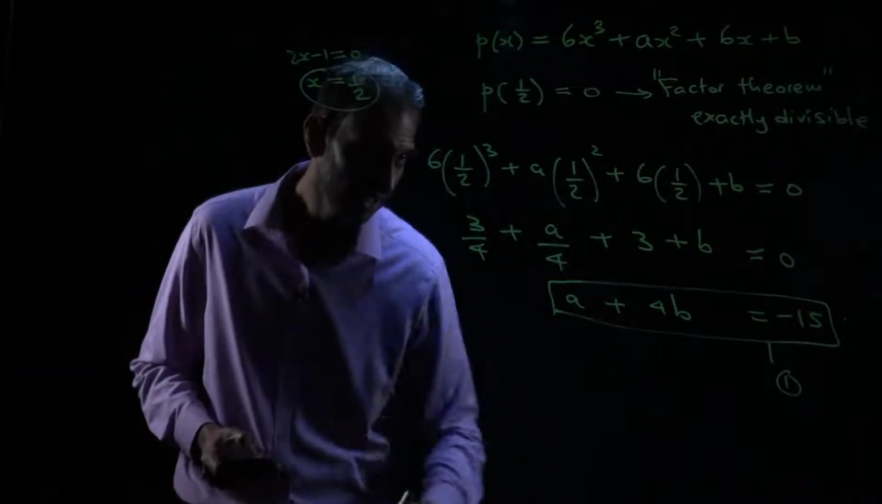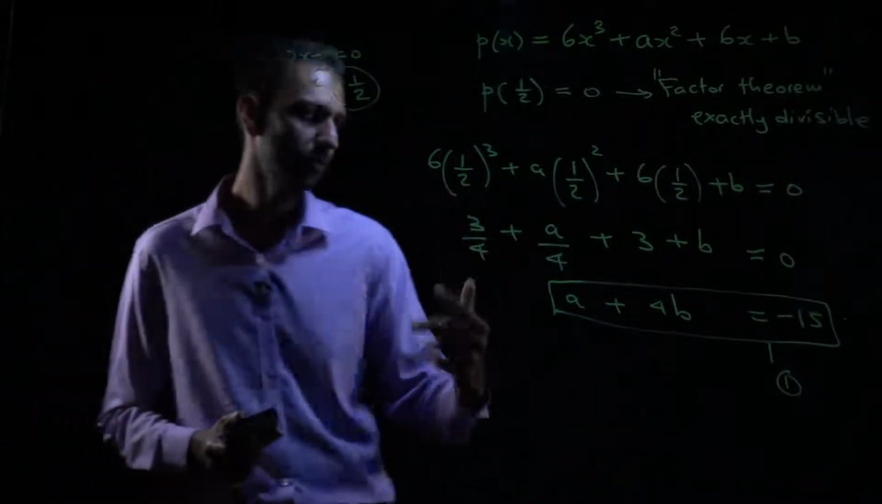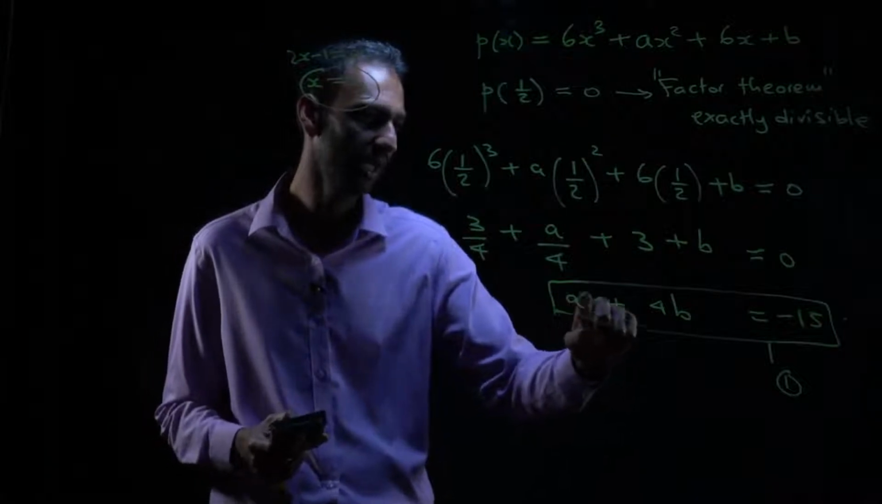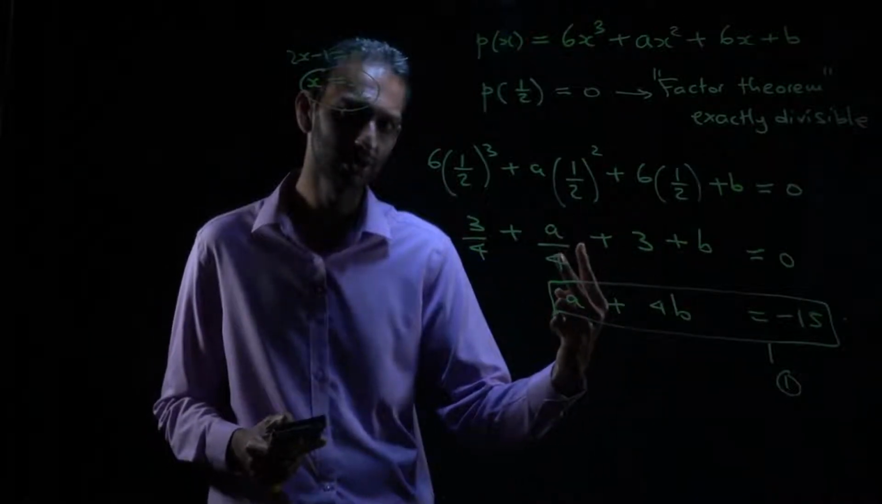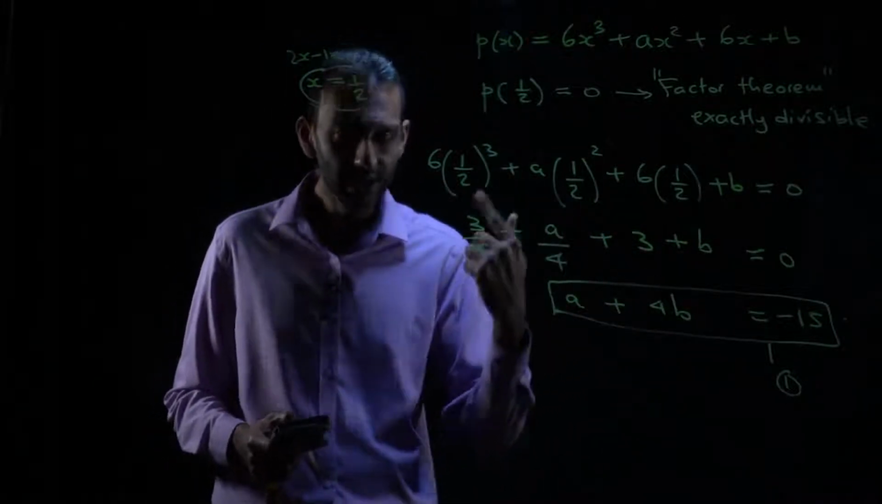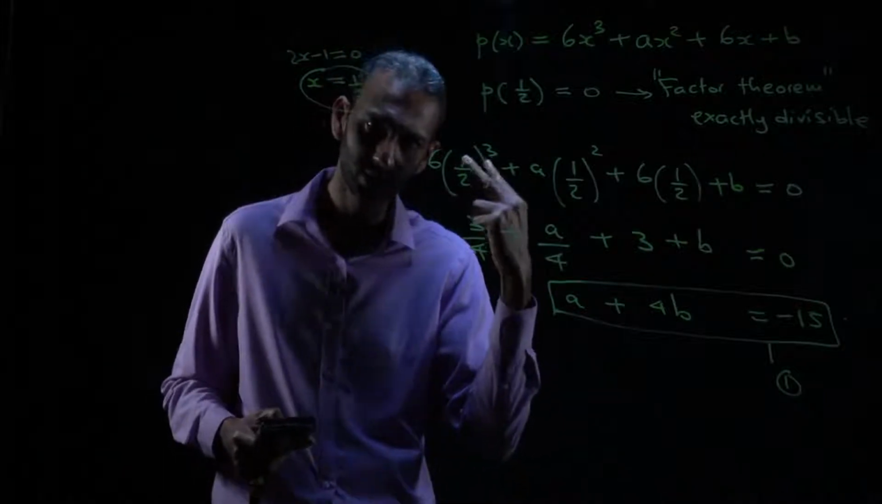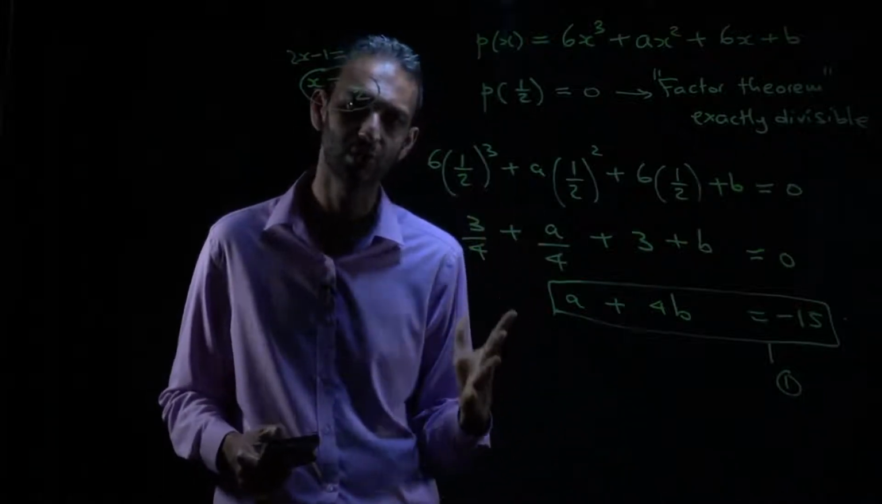Let us now deal with the second part of the problem. Now we have a, b, two unknowns, which means what do we need? We need another equation. So two unknowns, we need two equations, and the idea is to solve them simultaneously.